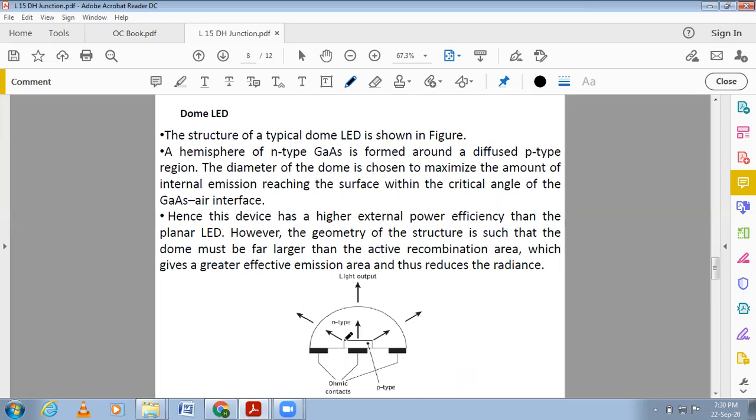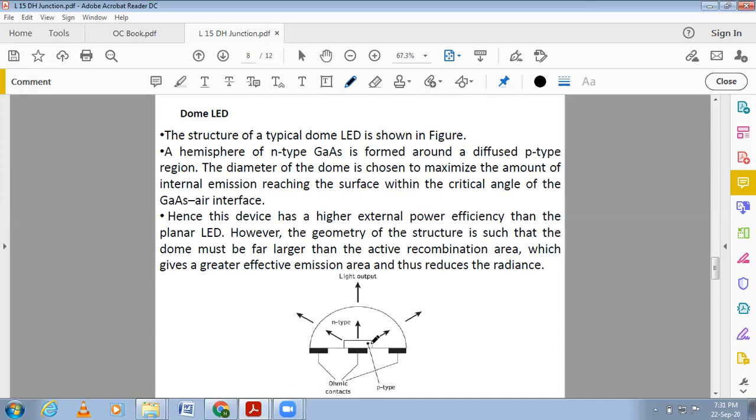around this we have made an n-type region here. So a hemisphere of n-type gallium arsenide is formed around a diffused p-type region. The diameter of the dome is chosen to maximize the amount of internal emission reaching the surface within the critical angle of the gallium arsenide air interface. So you can see the p-type region we have taken here is in circular shape.